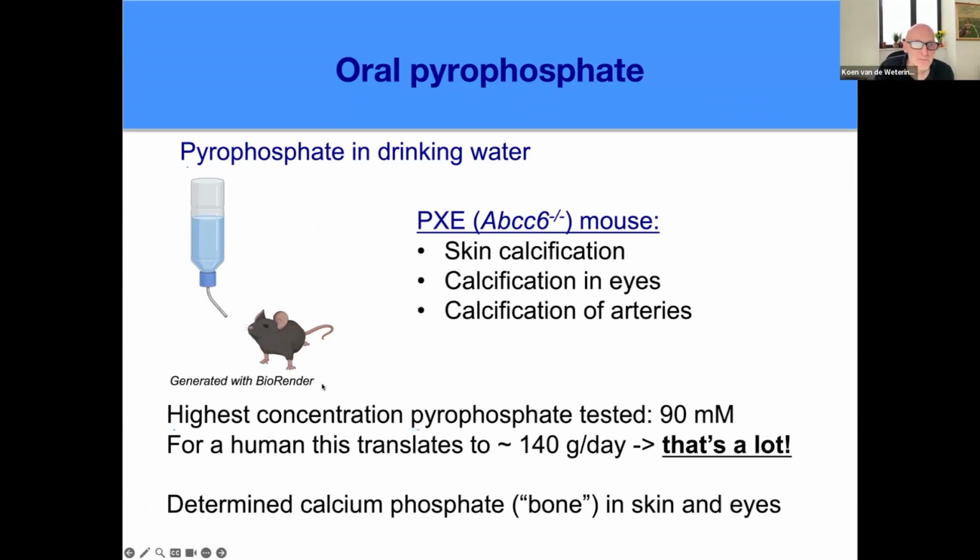And what we did is we put pyrophosphate in the drinking water of these animals. And so all water that these animals took contained pyrophosphate. And the highest concentration of pyrophosphate that we tested was 90 millimolar. You don't have to remember these numbers, but the only thing that you should remember is that that's really a lot if you would translate this amount to a human PXE patient, because that would translate to someone of 70 kilograms. I don't know how much is that in pounds, 150 pounds.